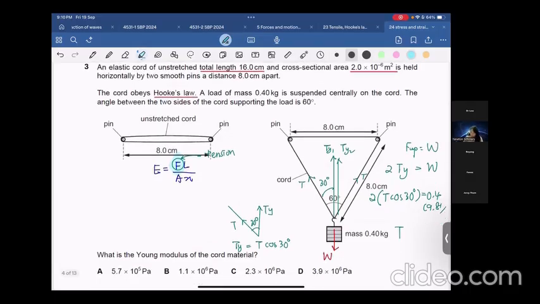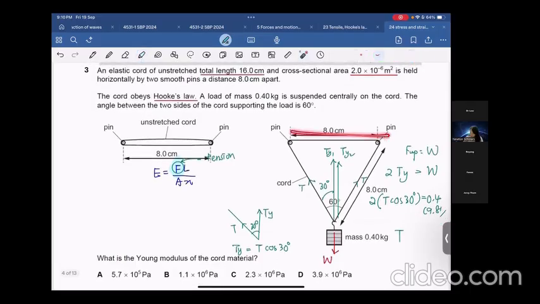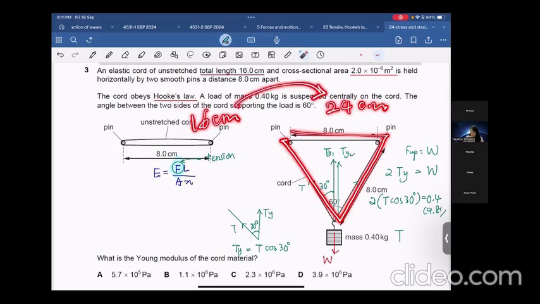Can you see that? Overall, the length of the string is x plus x. Overall, it has already become 24 cm. How much has it extended? The original is 16 cm. After we hang the load, it becomes 24 cm. The overall length becomes 24. So what is your x? Do the calculation. I already got you until here.